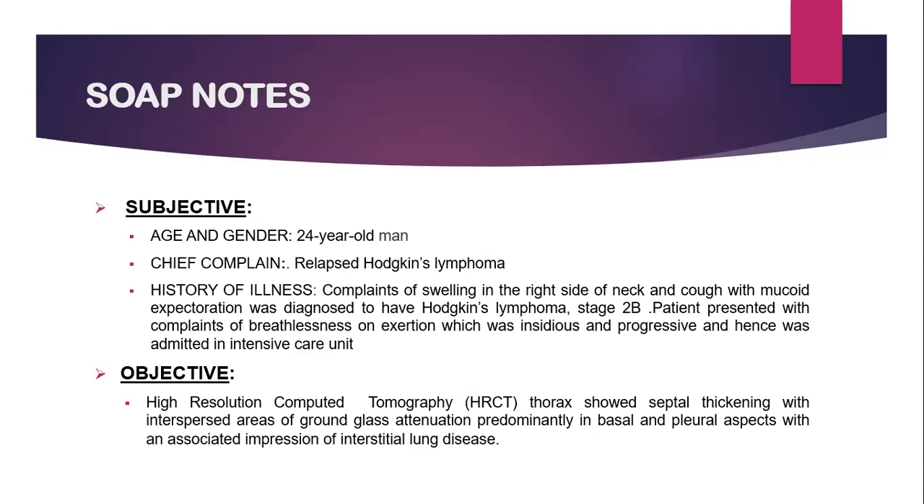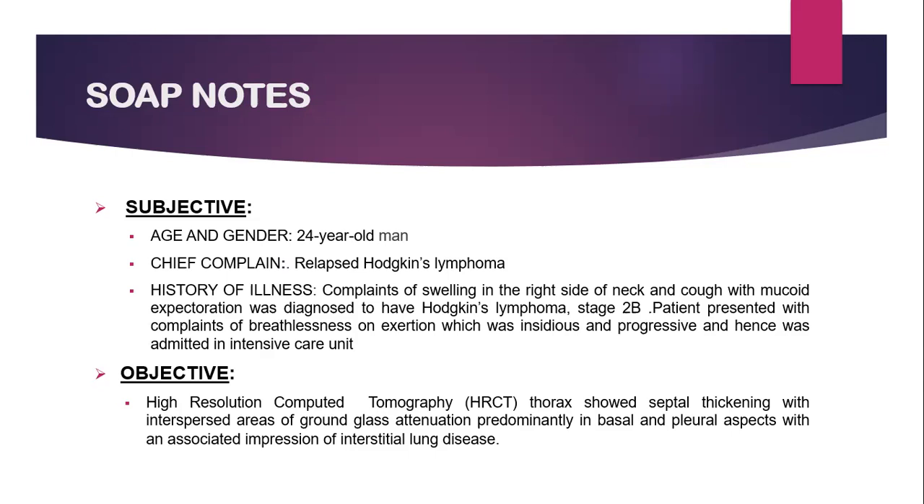The history was swelling on the right side of the neck with cough and mucus expectoration. At that time it was stage 2B. Now it is stage 4A. And what is the complaint? Breathlessness on exertion, and he was shifted to the intensive care unit 2 weeks after cycle 4. Right now, what do we have to do?